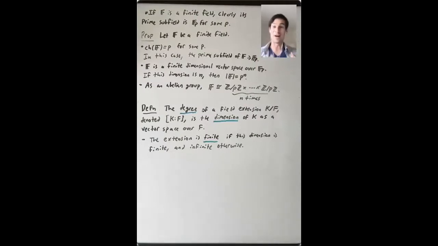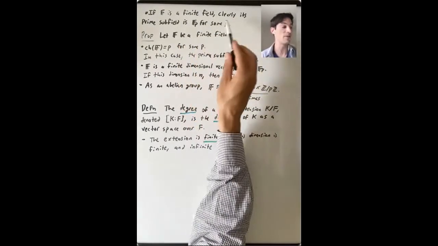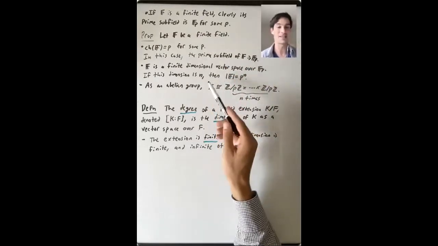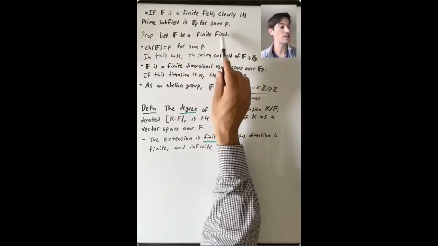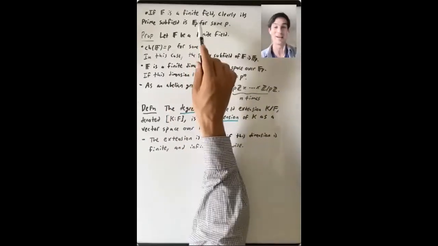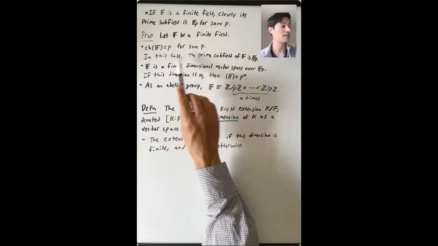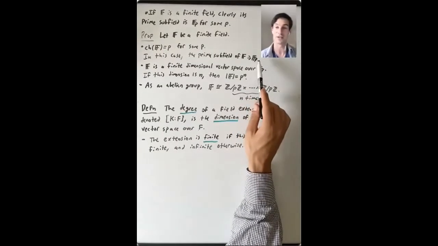Let's consider the case of finite fields. So you have a finite field, and you know its prime subfield is either F_p for some p, or it's Q. But Q is infinite. So there's no way that a finite field contains a subfield isomorphic to Q. So if F is a finite field, then clearly its prime subfield has to be F_p for some p. OK, so let's collect some facts as a proposition. If F is a finite field, then the characteristic has to be p for some prime p, because we know that it can't be characteristic 0, because then the prime subfield would be Q, which is infinite. So in this case, the prime subfield of F is F_p for this prime p.